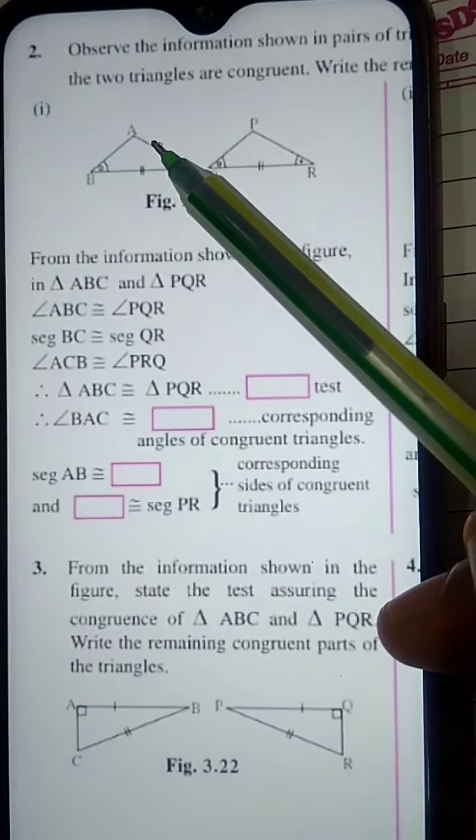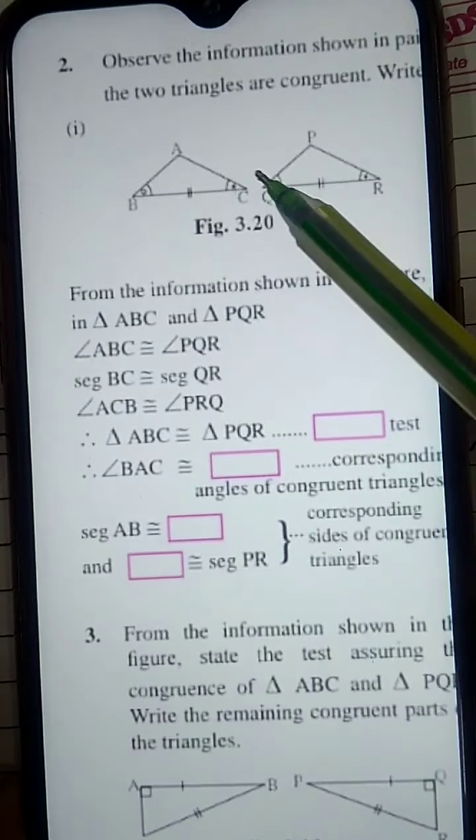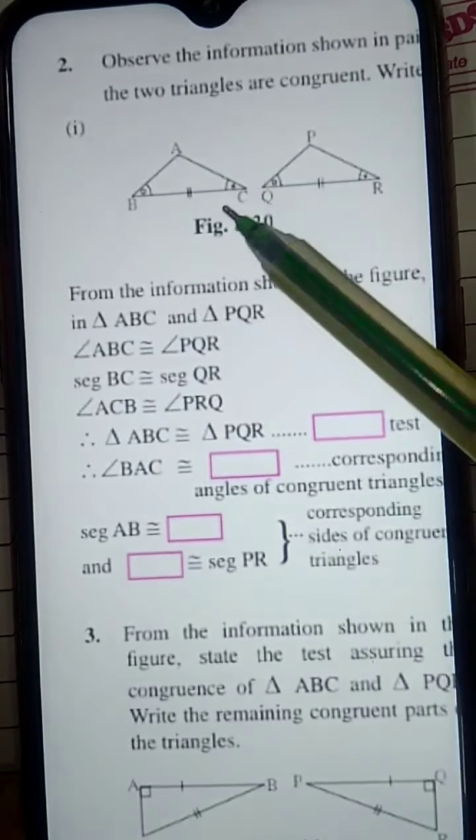Now here they have already given the name, so our work is easy. We have to just complete the box. In triangle ABC and PQR, as you can see, angle ABC is congruent to angle PQR. Both have the same identical marks, so these two angles are congruent. Similarly, side BC is congruent to side QR. See, two identical marks, so these two sides are congruent.